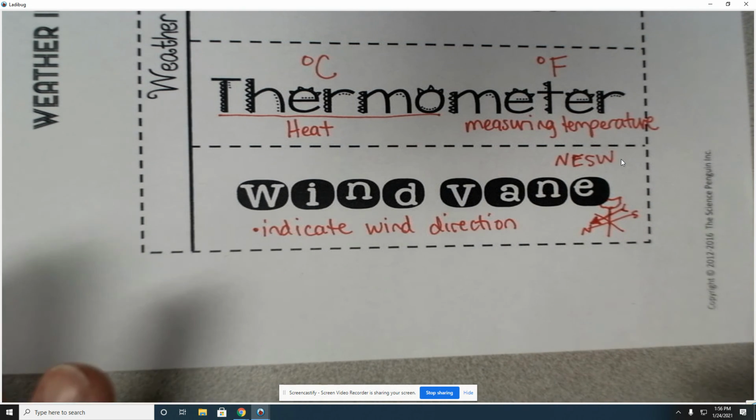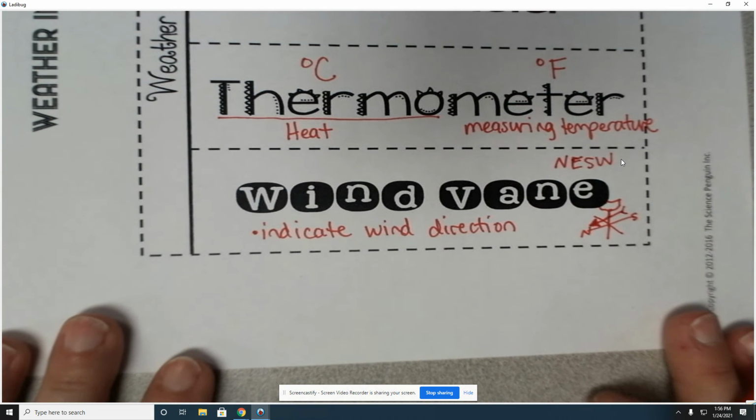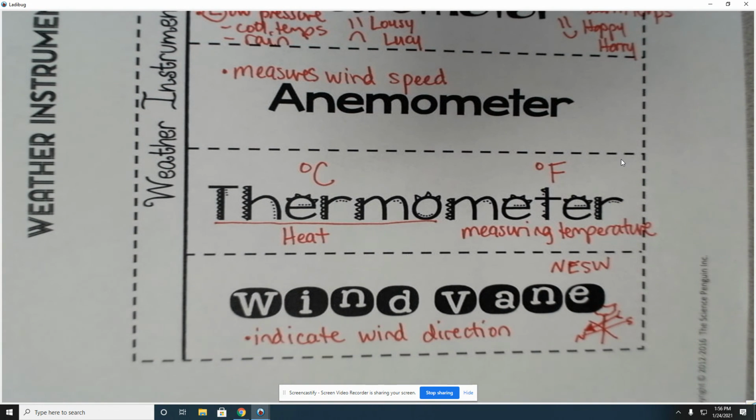Okay, so these are some cool tools. We're going to have videos this week that we'll watch from Generation Genius. So give us some tips and ideas of how to use these tools. And then I'll try to show you what we have here at school. All right, enjoy.